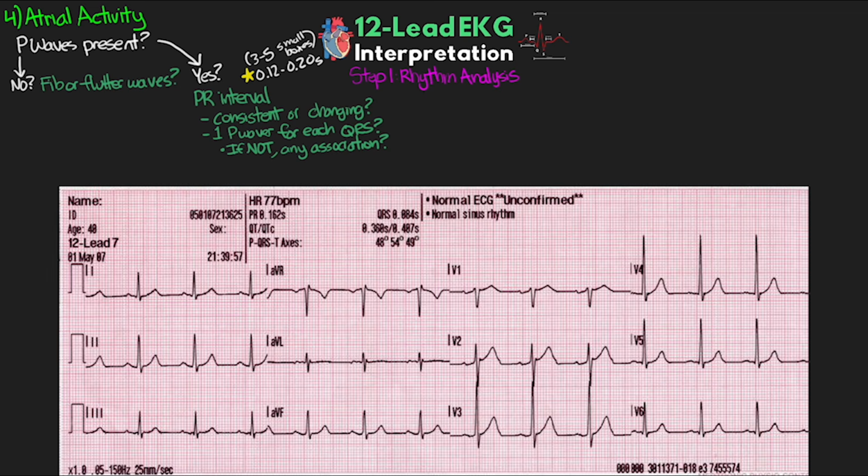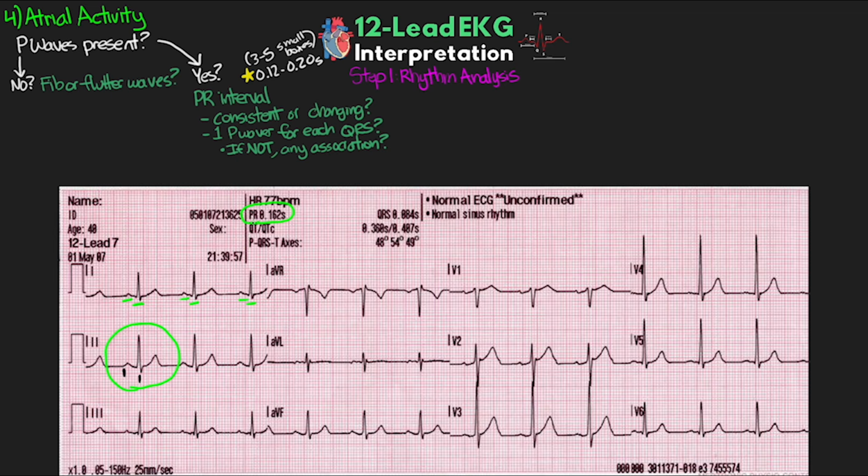So again, in our example here, as you can see, we do have a P wave for each of our QRS complexes. And if we look at this particular one here, we have about 4 small boxes from the start of the P wave to the start of the QRS complex. 4 small boxes equals 0.16 seconds. And once again, if we look up top, the computer is telling us it's 0.162 seconds. So again, we also agree with this.